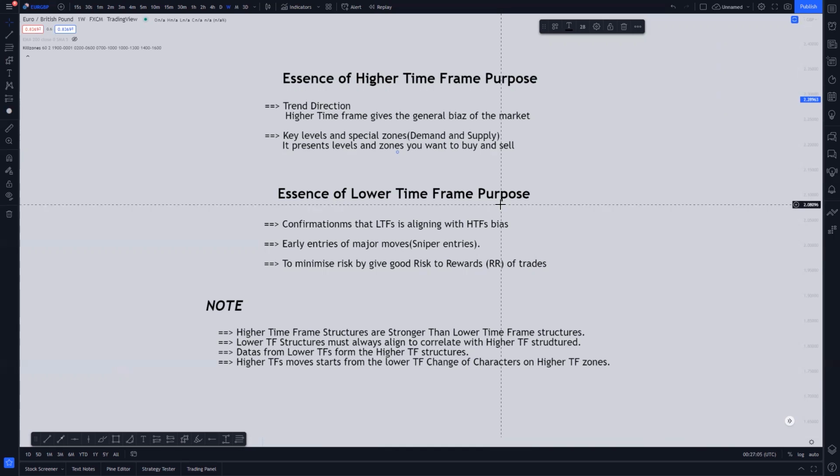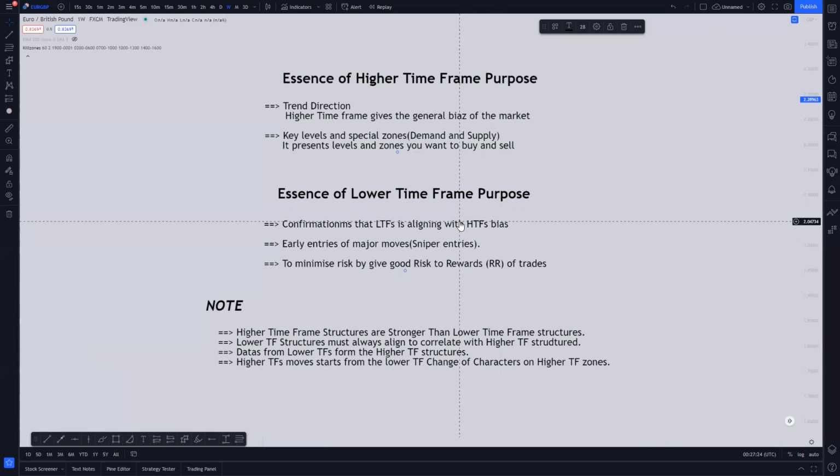But higher time frame zones are better and stronger than lower time frame zones. So you want to look out for zones that will present buy and sell opportunity for you on the higher time frame, and then streamline it down to the lower time frame to take it. So these are the two major essences or purposes of the higher time frame.